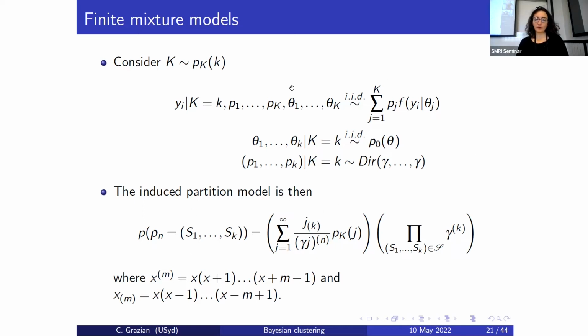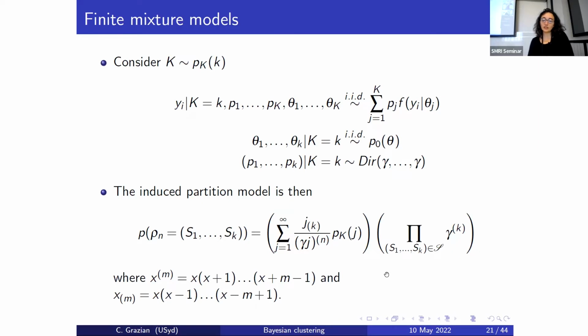So as I said before, if you assume that the observations follow a particular model, and then you have parameters of this model that follow a prior distribution, and you use a Dirichlet prior for the weights, which is a distribution defined on the simplex, so it makes sense. And you are completely free in choosing the parameters of this Dirichlet distribution. The induced partition model is this one.